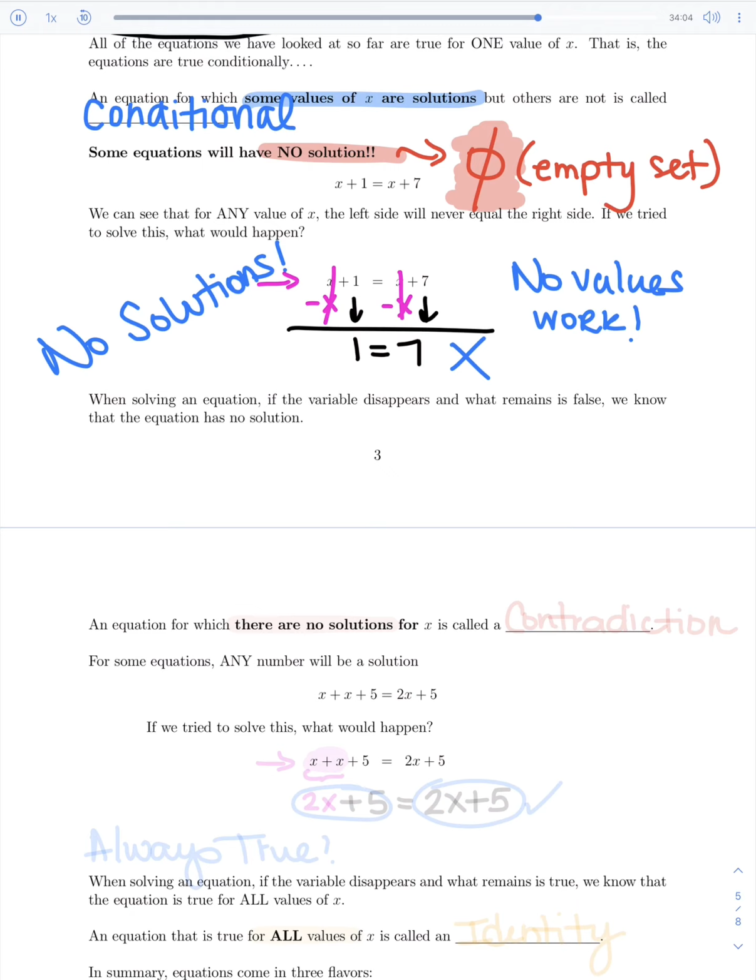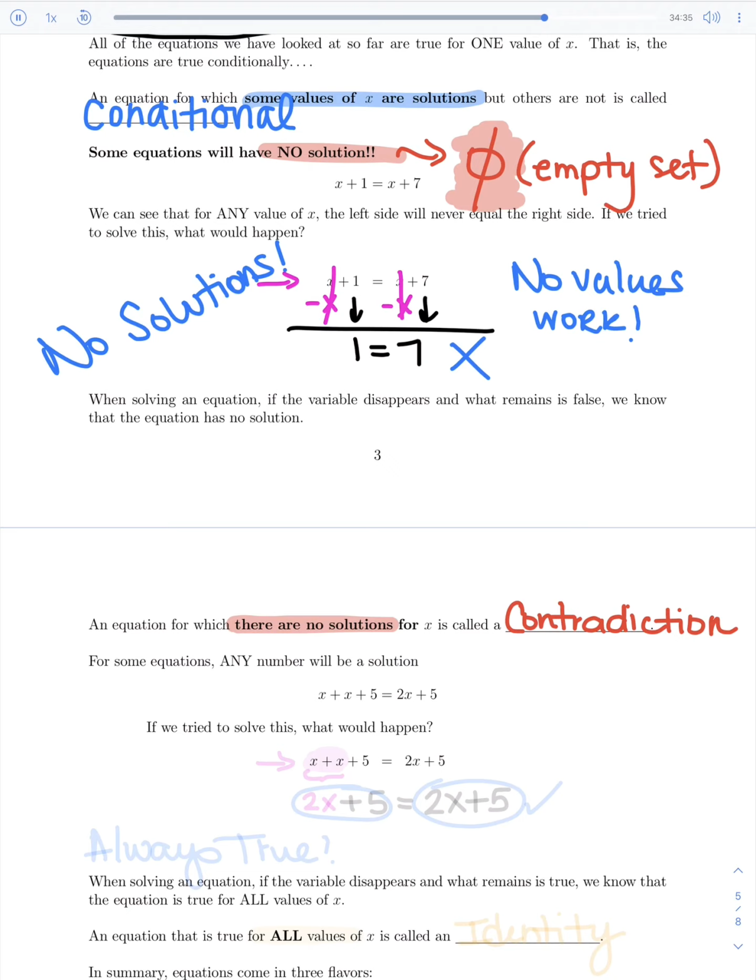There is a fancy word for these equations in which you have no solutions, no answers. They are called a contradiction if they have no solutions. So you'll get some kind of weird answer like we did here, 1 equals 7. It might be 0 equals 2. It'll be something that you know is never, ever true.